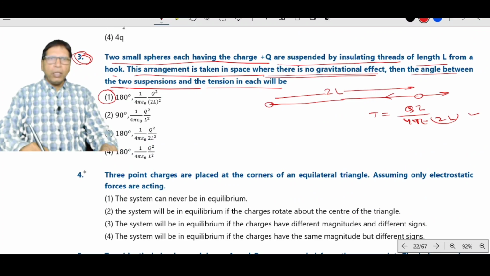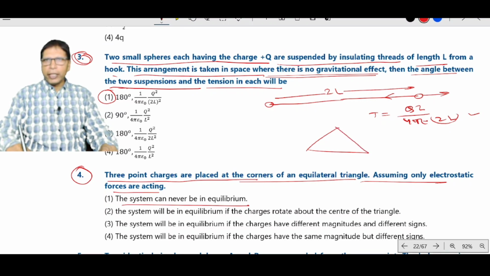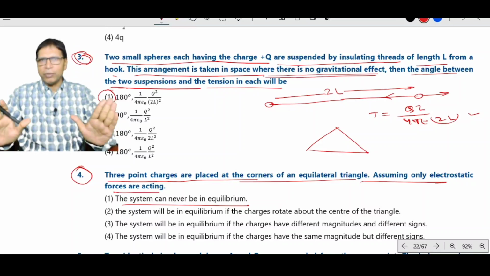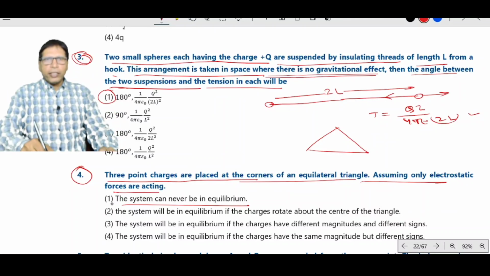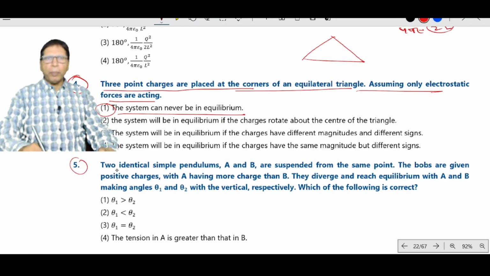Okay. Look at question number 4. Three point charges are placed at the corners of an equilateral triangle. Assuming only electrostatic forces are active, the system can never be in equilibrium. Yes, when three charges are placed at the vertices of an equilateral triangle, the net force on a charge can never be zero. So the system can never be in equilibrium.